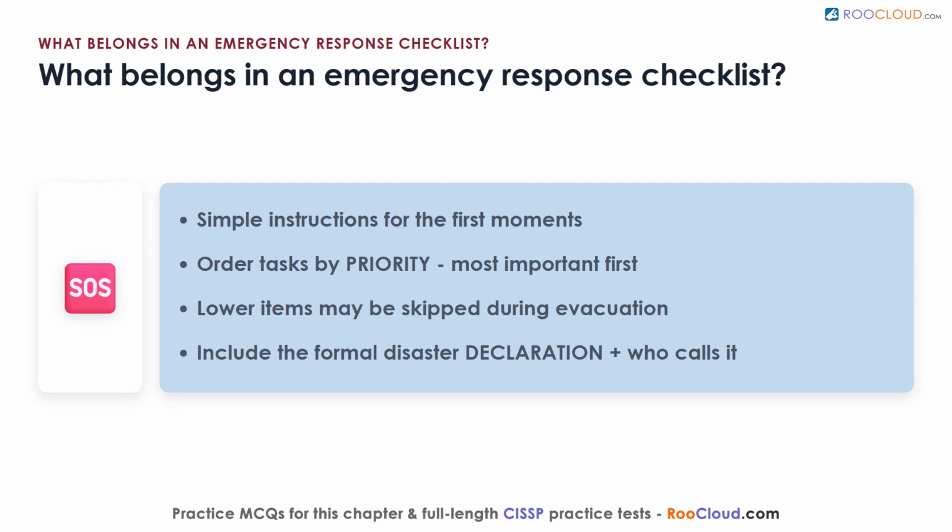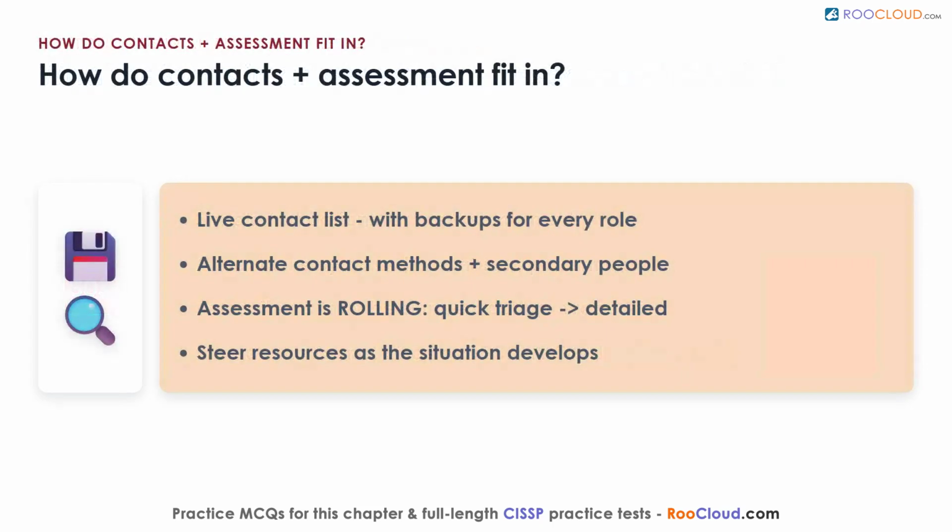And one critical item lives here, the formal declaration of a disaster, with clear criteria for activation and a named person who holds the authority to make that call. How do personnel, contacts, and assessment fit in? Your plan needs a live contact list of the people who execute recovery, and it must include backups. Give every key role alternate contact methods and a secondary person, because the primary contact may be unreachable or unable to get to the site.